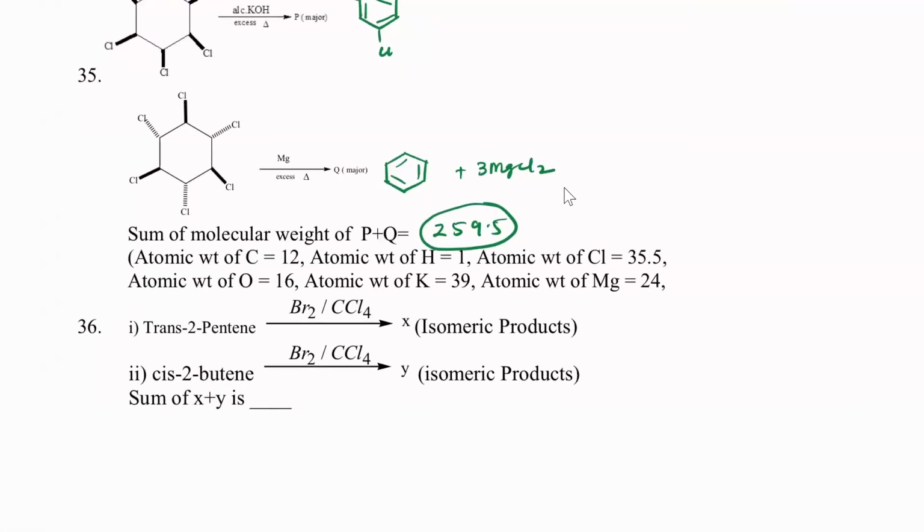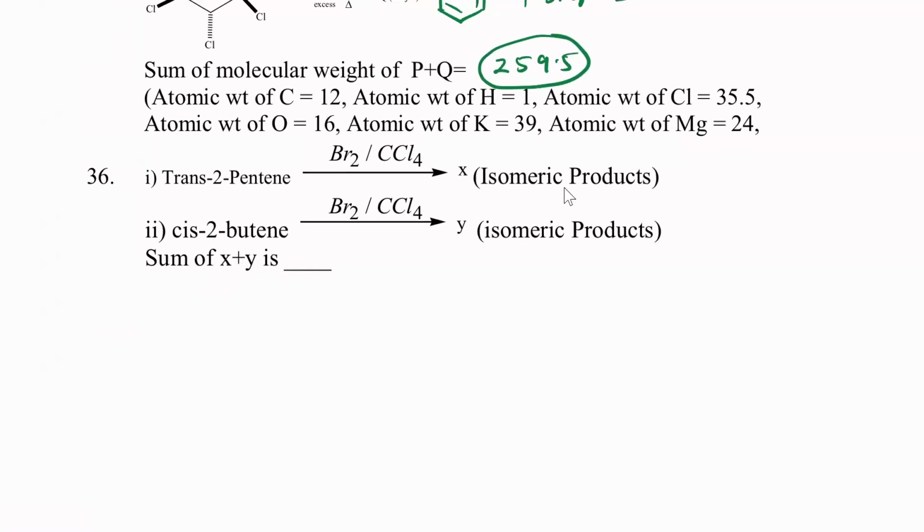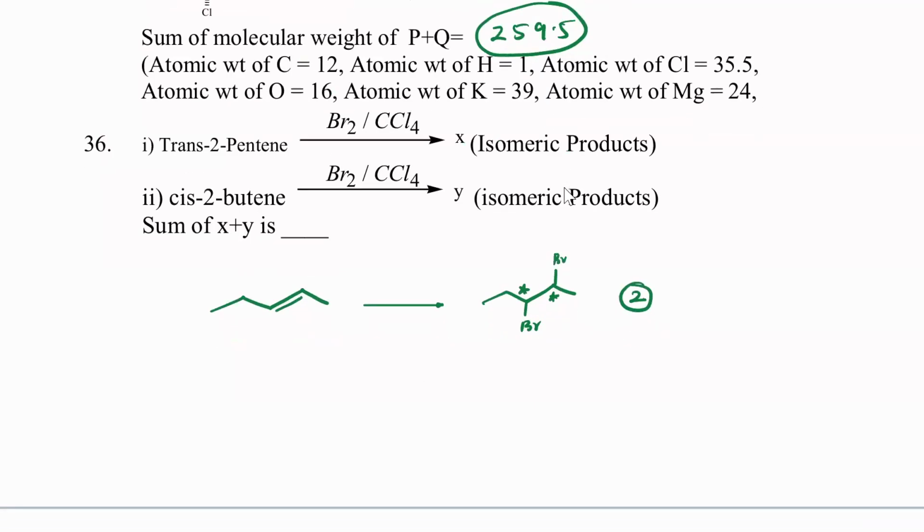Check out 36. Trans-2-pentene reacts with Br2 in CCl4. Trans-2-pentene this way and react with Br2. So what is the product I will get? I will get one Br here and one Br here, both being chiral centers. You will get two products because there is anti-addition. Next one is about cis-2-butene. When you add Br2 to cis-2-butene, here also you'll get two bromines, and since there is erythro form here and no meso form, here also you'll get two products. So how many total? x plus y is 4.